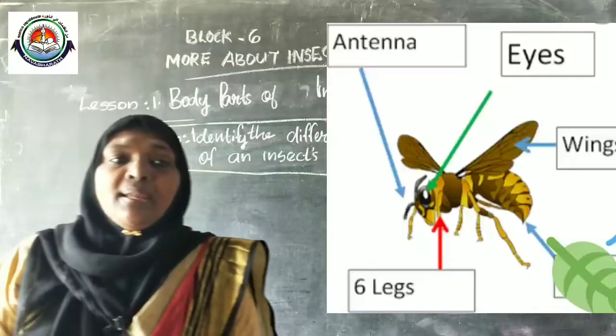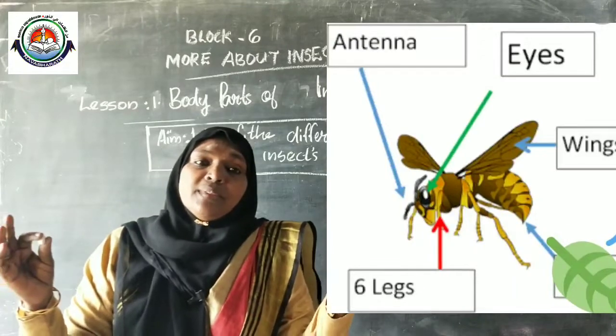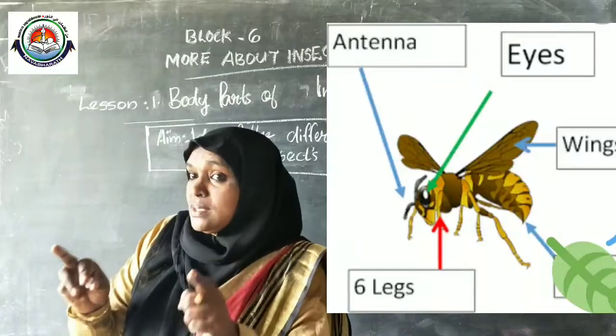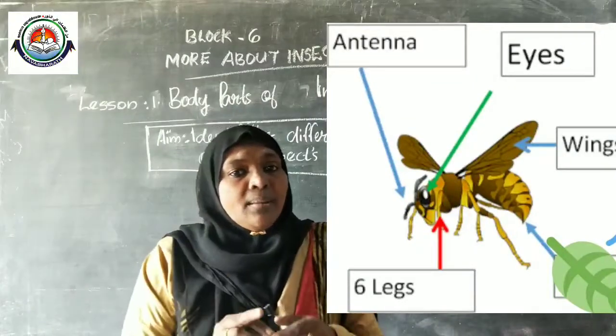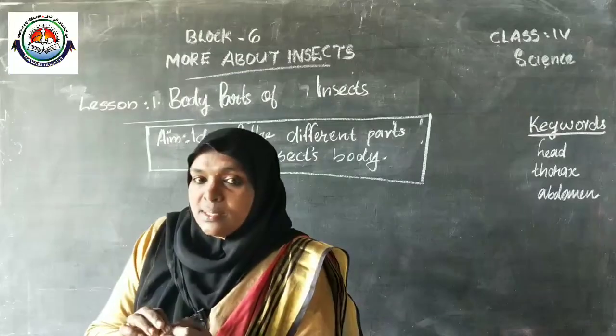Then how many legs does an insect have? Very good. How many legs? 6 legs. Then how many pairs of antennae? Yes, antennae, 1 pair. Then how many pairs of wings? Okay, 1 pair. But not all insects have wings.